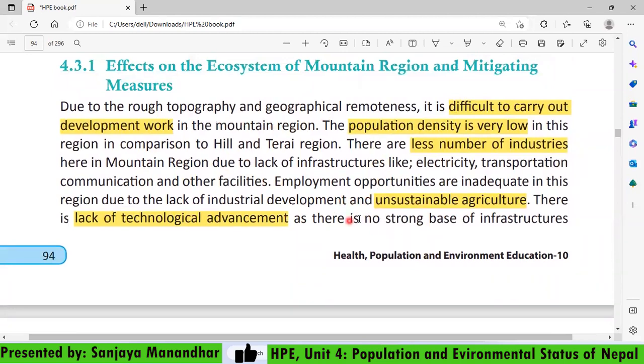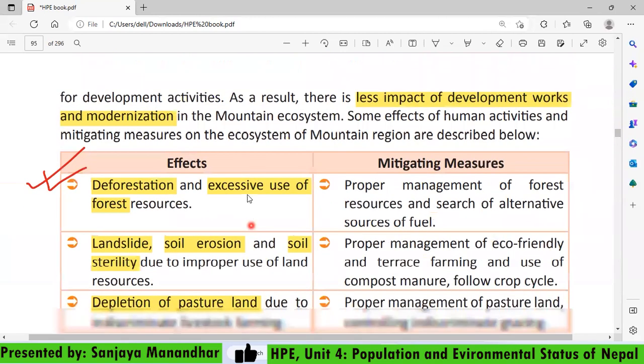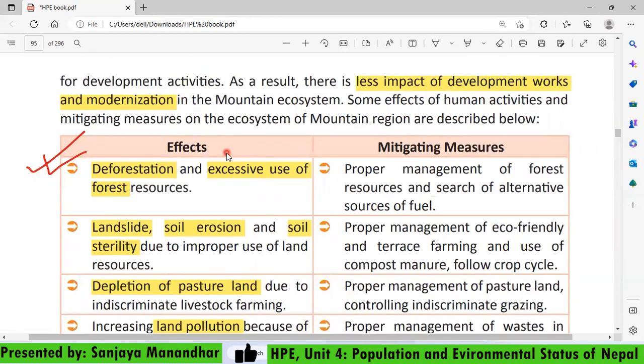So you may sometimes be asked the question, which ecological region or geographical region is backward in development or backward in technology? There is less impact of development works and modernization in this mountain system because of the difficult geography. Now we are talking about the effects on the ecosystem of Himalayan region because of human activities, what kind of effect humans have on their ecosystem.